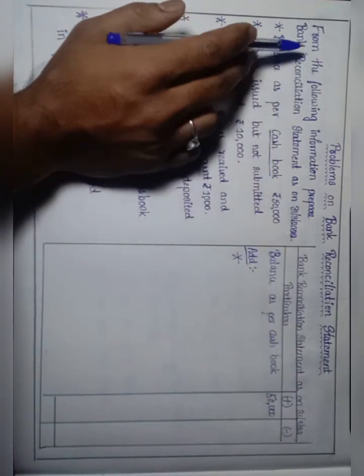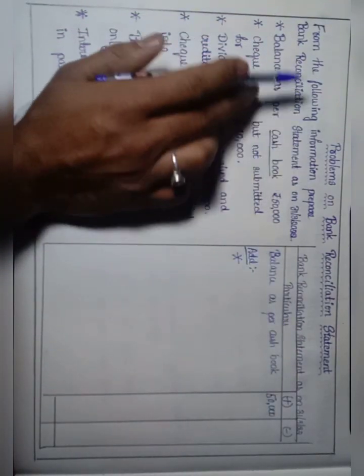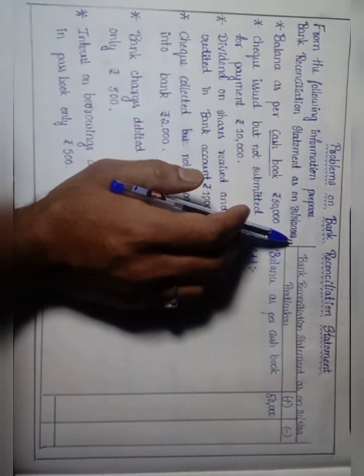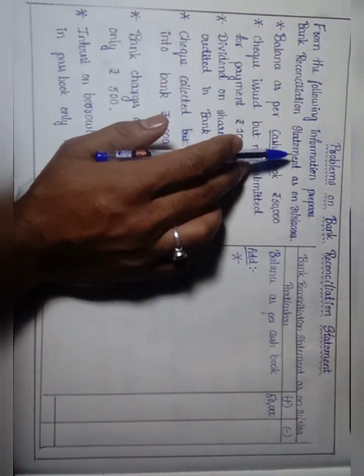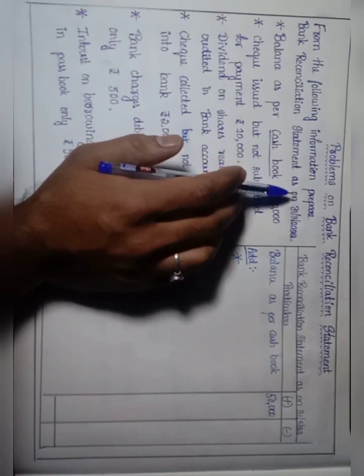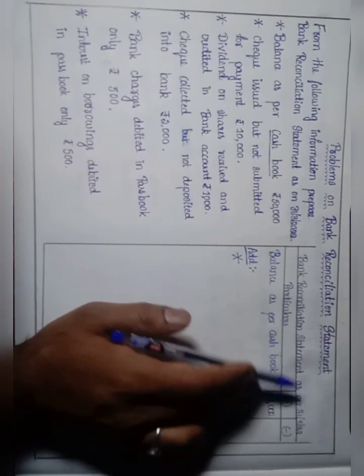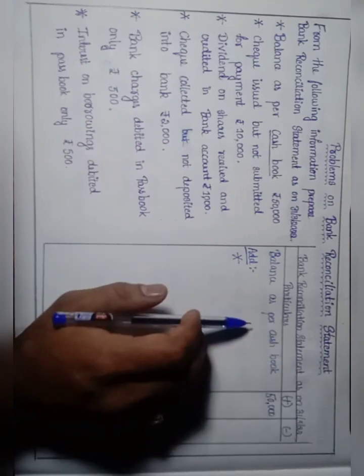So here there is a question. From the following information, prepare bank reconciliation statement as on 31st March 2022. So we need to prepare the bank reconciliation statement as on 31st March 2022. This is the format of the bank reconciliation statement: particulars, positive amount, negative amount.